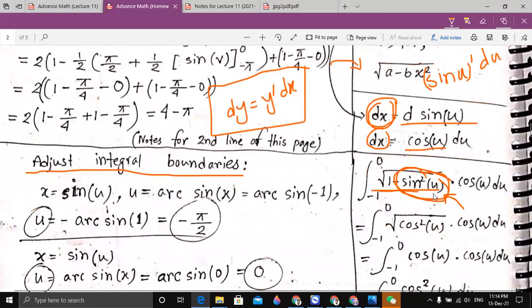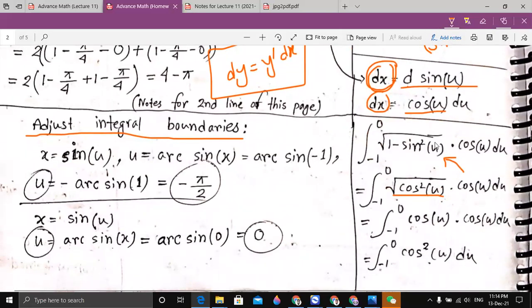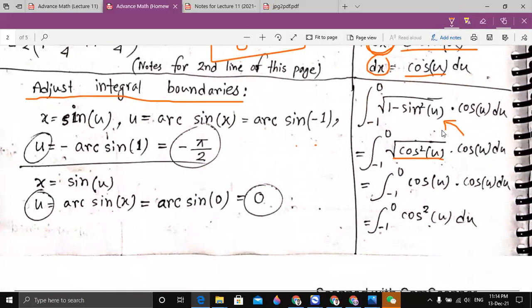So 1 minus sin square u will become cos square u. So this is the formula: we know sin square theta plus cos square equal to 1, right? So 1 minus sin square is cos square u. And now this square and this root can get cancelled. So we get cos u, and here we had another cos u.